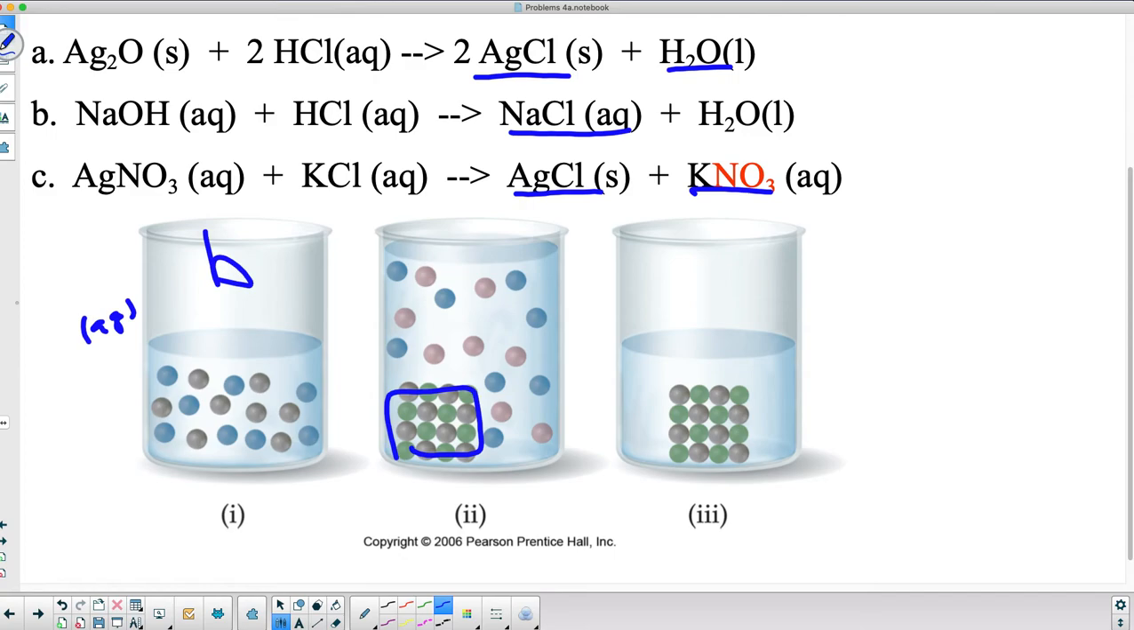Likewise, notice I have stuff dissolved and still also a solid. So here's my dissolved stuff, and then here's my solid. So that means that number 2 is letter C. And then, of course, we have just the solid here and water, which means that number 3 is letter A. Okay, so that makes sense. Good. Let's keep moving.